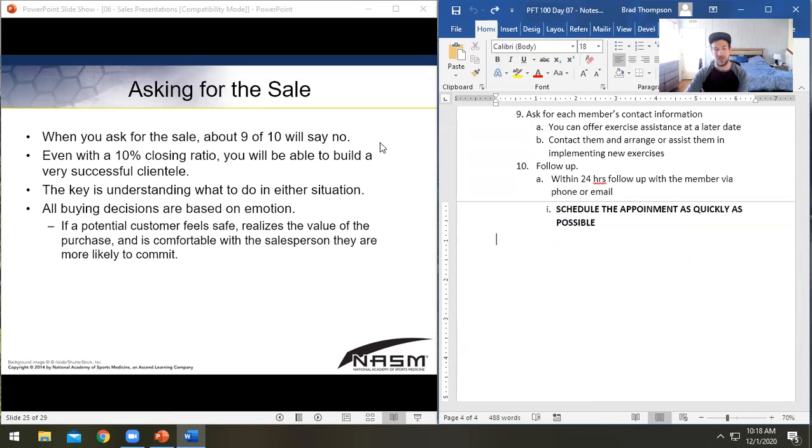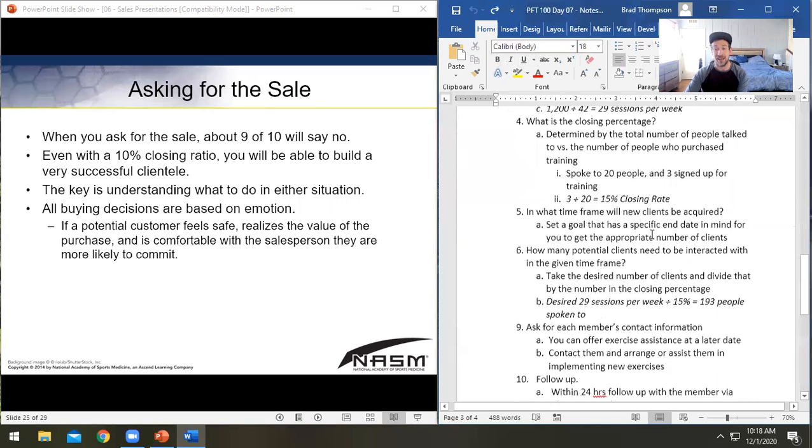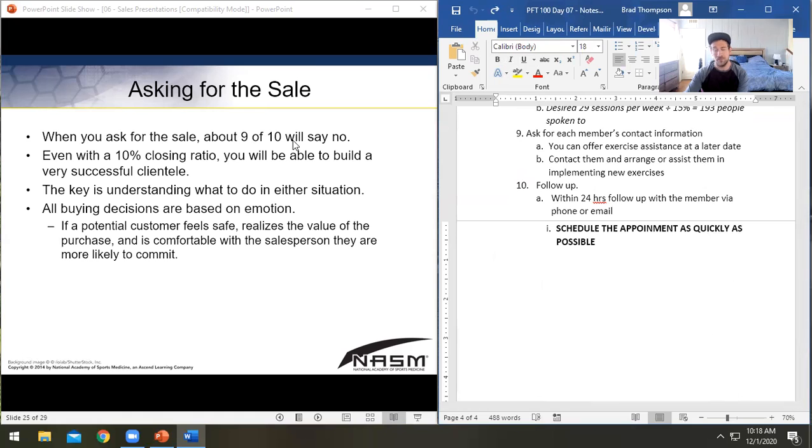Now, obviously, people are going to say no. I gave us a 15% closing ratio earlier. That is astronomically high. Most of the time, your closing percentage will be around 10, maybe even a little bit lower. 9 out of 10 people are going to say no, but even with a 10% closing ratio, right?